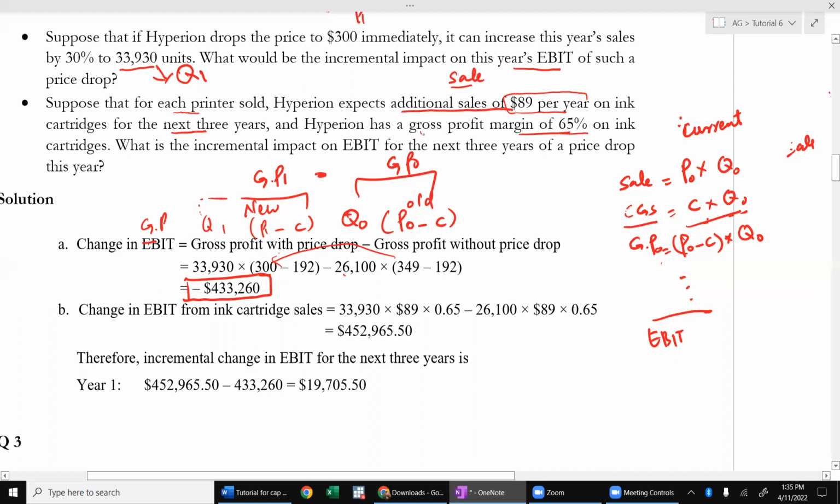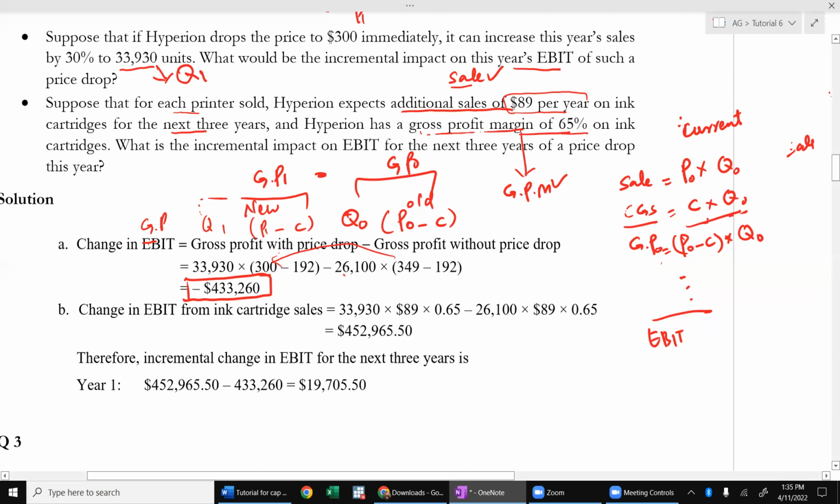Okay, so in this question, the question has given you hybrid information. So it has given you gross profit margin. Sale and gross profit margin information is given. The question did not give you the information of price and quantity for cartridge, but the question gave you the information of price and quantity for the printer itself.